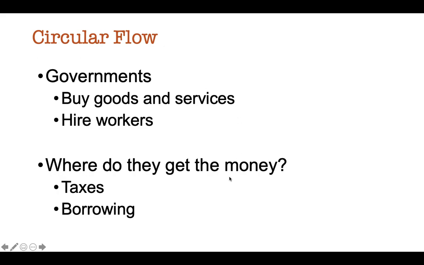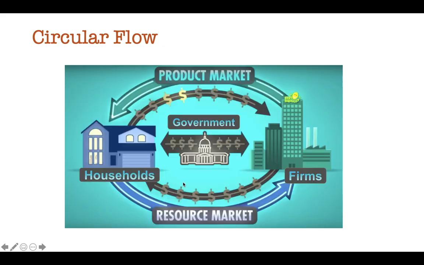They get their money from two different sources. Taxes is the primary one, and they also borrow. So they borrow from other countries, they borrow from Americans, they borrow from different agencies within the government by issuing these things called treasury bonds or treasury securities, which is basically like a loan to the government. So governments, they earn their money a little bit differently, but they get access to these products as well.